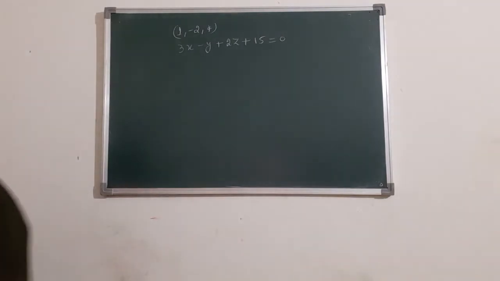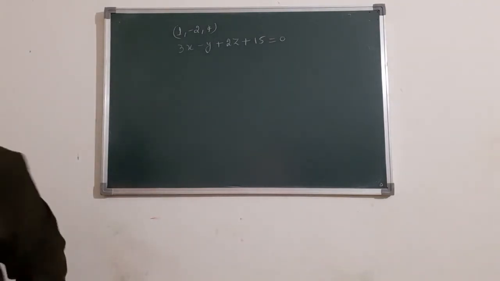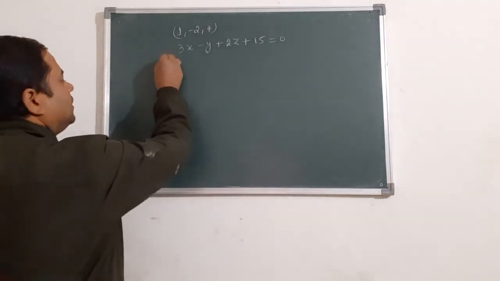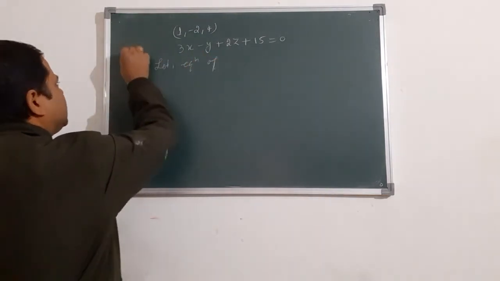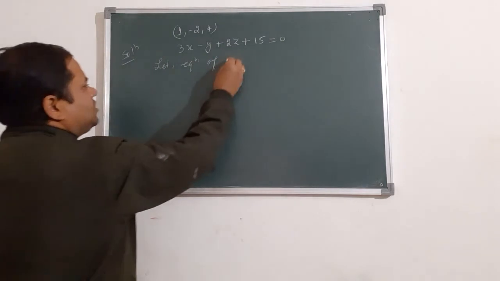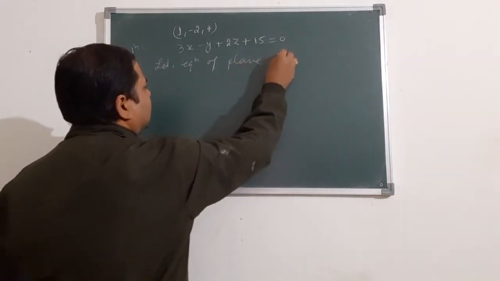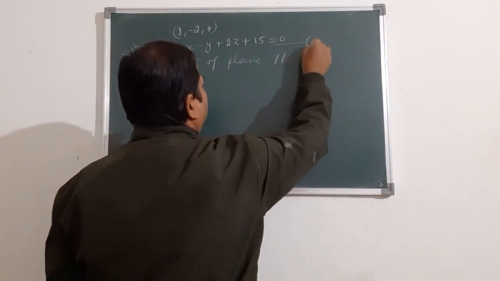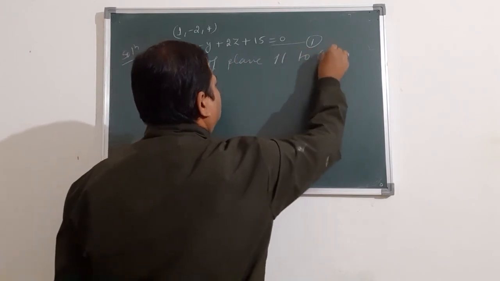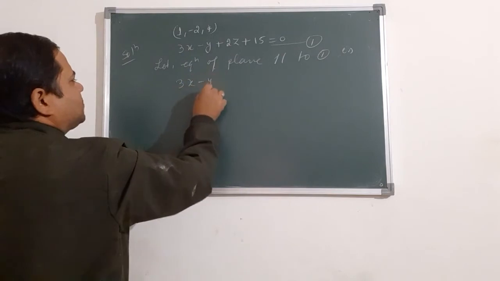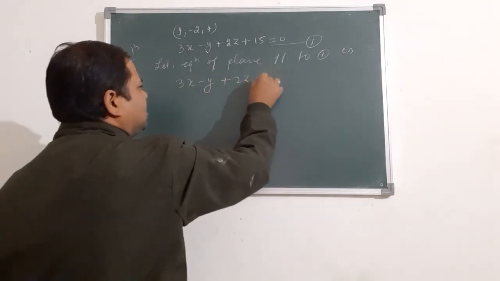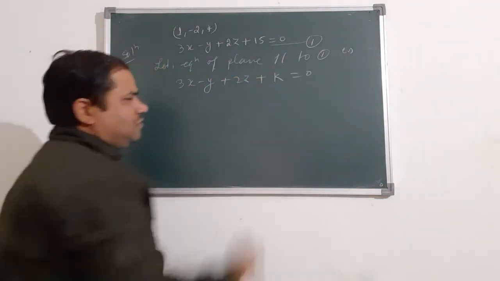Okay, the solution is this. Let the equation of the plane parallel to the given one be 3x minus y plus 2z plus k is equal to 0.